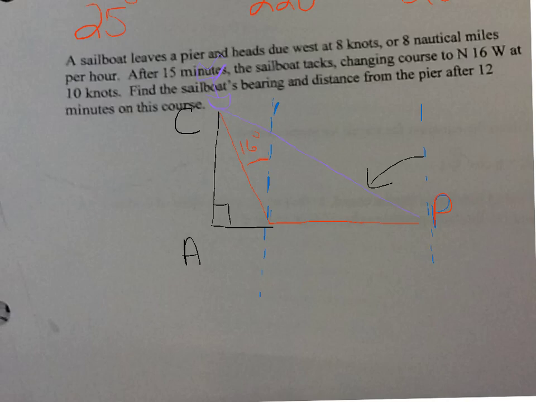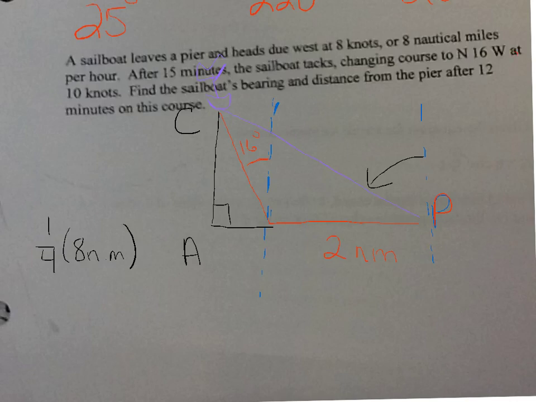What part of an hour is 15 minutes? A quarter of an hour, at 8 nautical miles. So this is from here to here, which is 2 nautical miles.